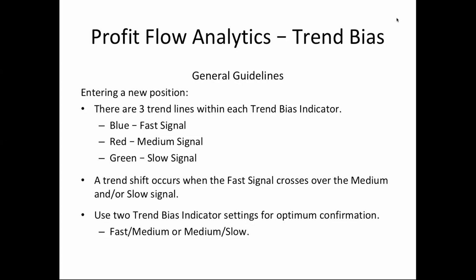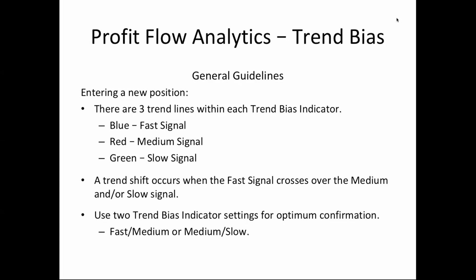A trend shift occurs when the fast signal crosses over either the medium and or slow signal. It doesn't have to cross over both, but it must cross one or the other. So this fast signal is our key. That's what we're paying attention to. We want to see that signal cross over the medium and or the slow signal.